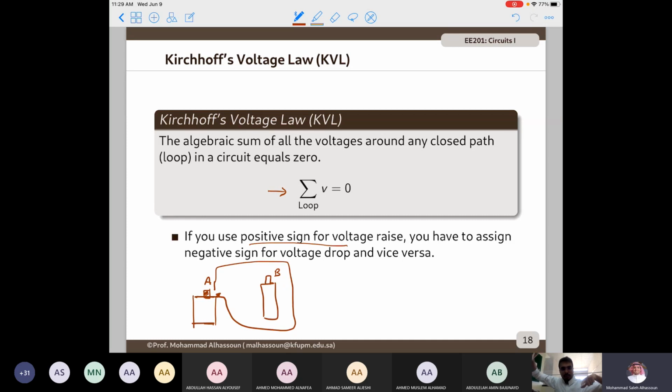And since you are moving in a closed loop, you should get exactly the same potential energy. So the difference between them is 0. And that's where KVL comes from, and that's how to draw an analogy with potential energy. Any question?